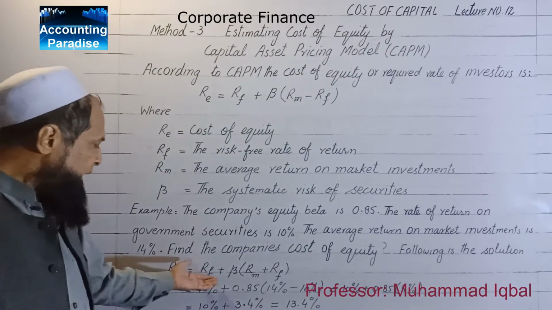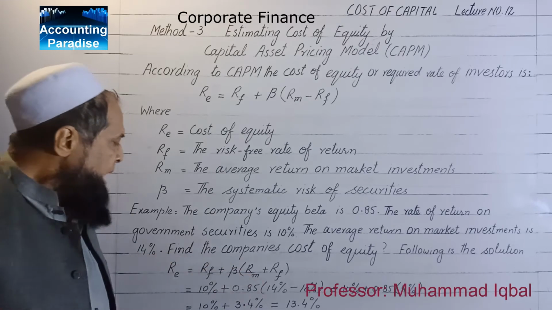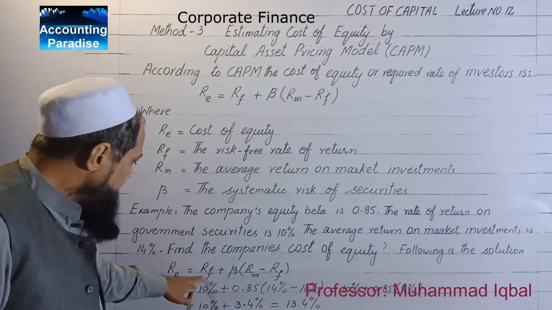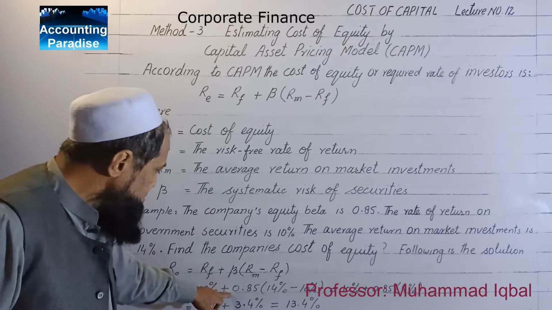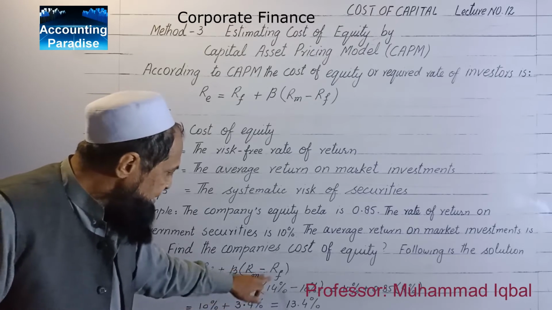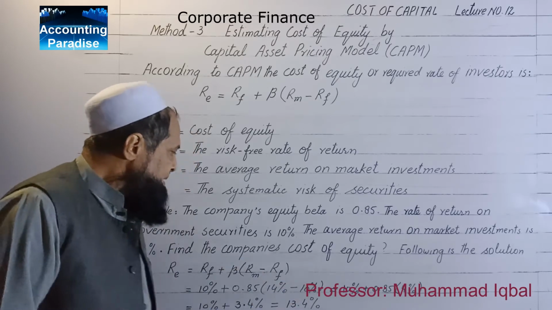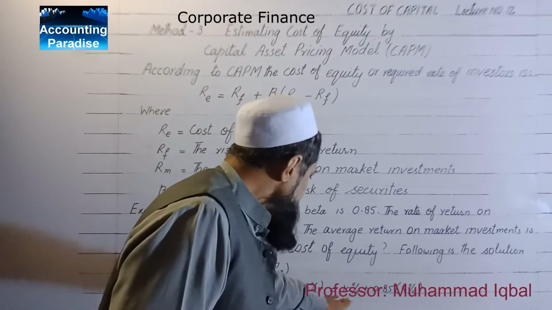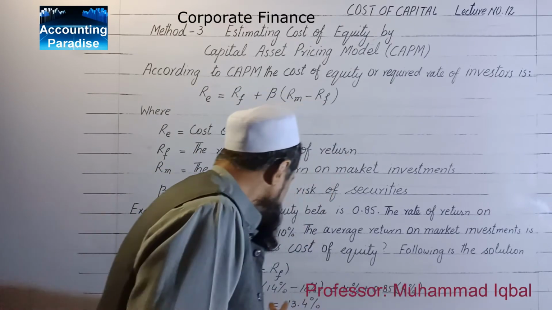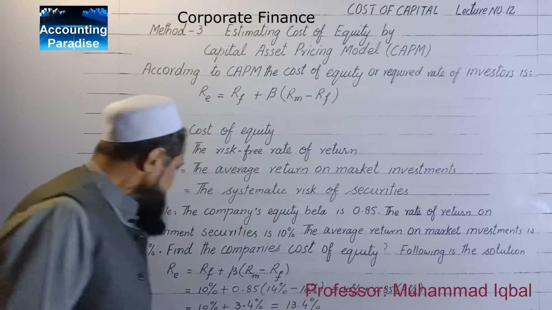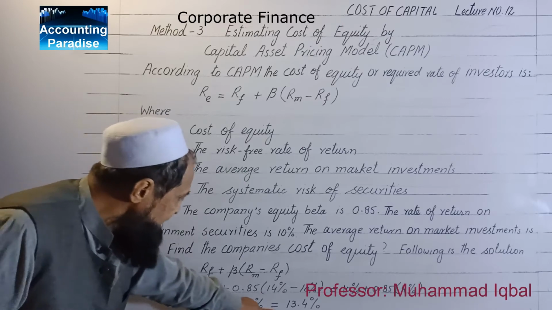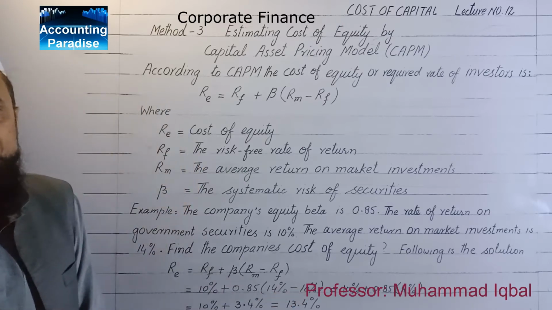RE is equal to RF plus beta into RM minus RF. By putting the values, RF is equal to 10%, beta is equal to 0.85 into RM 14% minus RF 10%. By further calculation, we get 10% plus 0.85 into 4%, 14 minus 10. It comes to 10% plus 3.4% is equal to 13.4%.